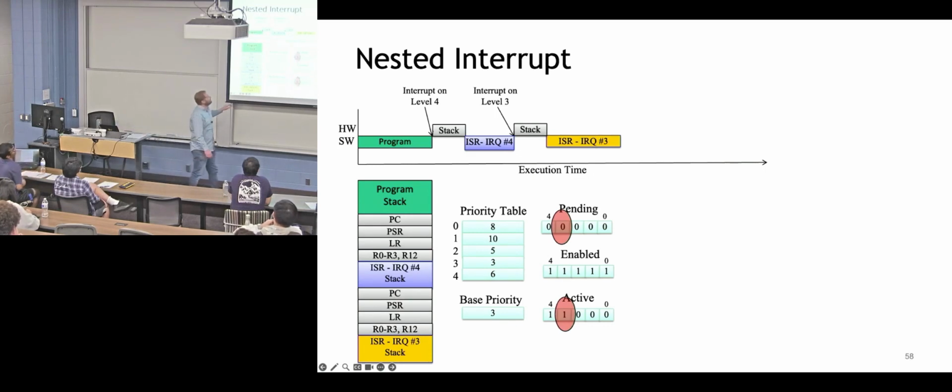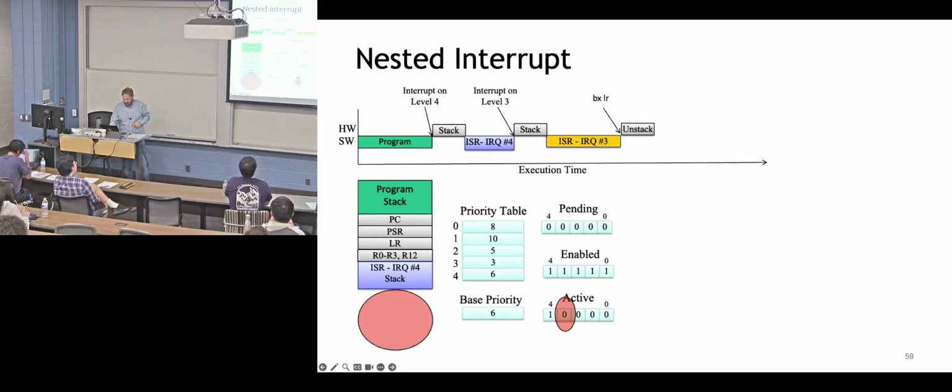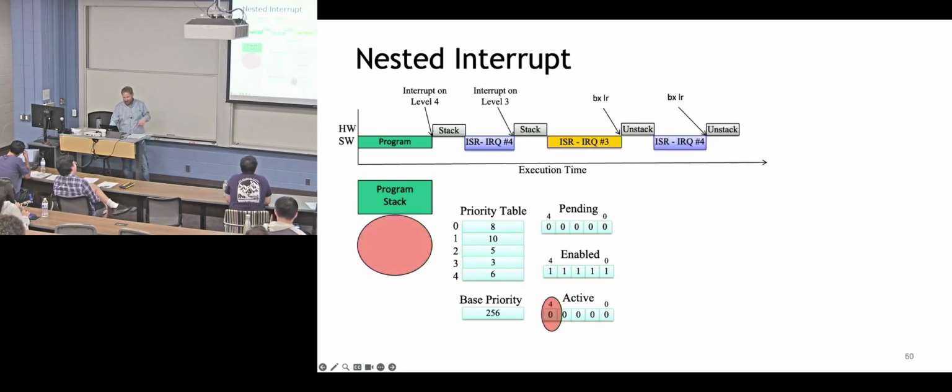IRQ number 3 is going to go off. It is active. It's no longer pending. We're going to execute this until we exit. Then we're going to unstack all the way back to IRQ 4. Then when we're done with that, we're going to unstack and be done.